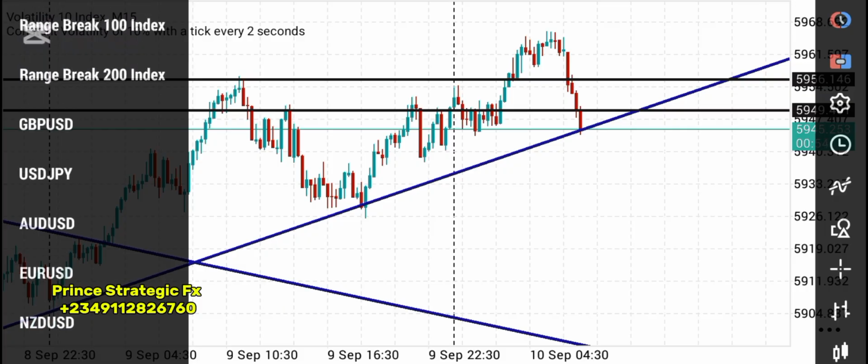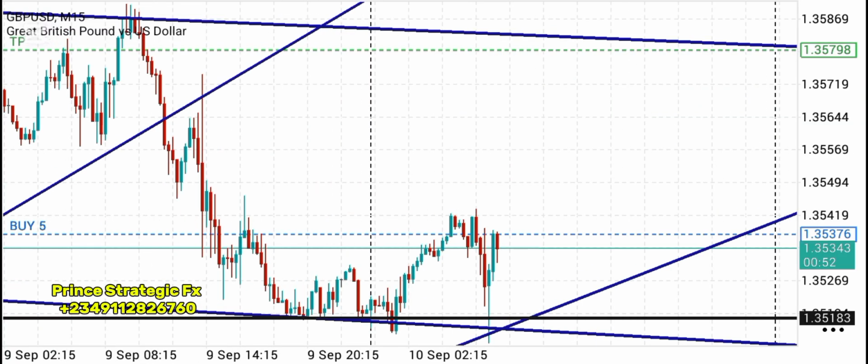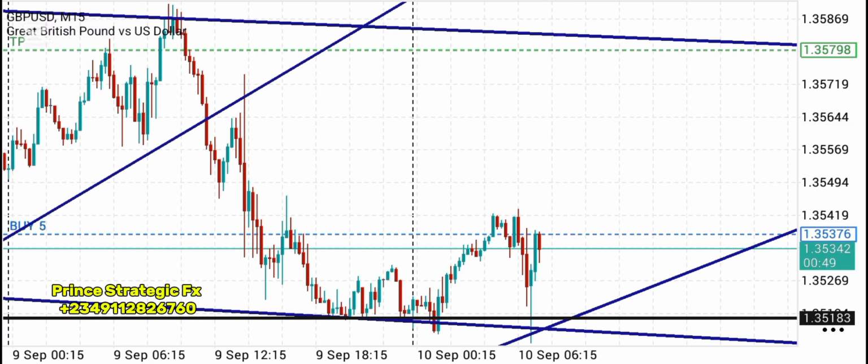Let's check out our GBP USD. So far, this is exactly what our GBP USD has done. Now, the reason why I decided to take this trade is because, first of all, these are just simple confirmations. First of all, we got a rejection.